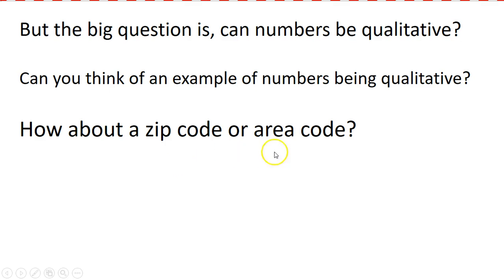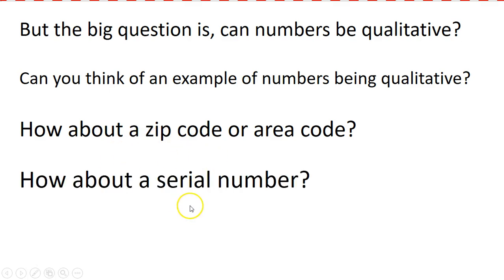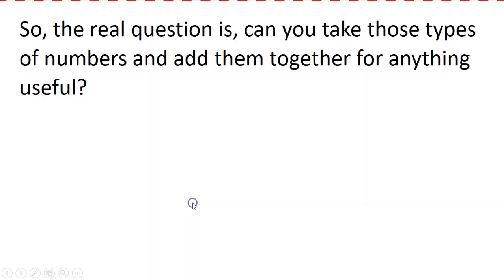How about a zip code or area code? Those are numbers. All right. And the reason why it's a quality is it's a location of where you are. The numbers don't tell you some type of quantity. That's not what the numbers do. The numbers are telling you an area, right? Serial number, all right? That's just like a name of something, but it's a name given in numbers, so it is a quality of something, all right?